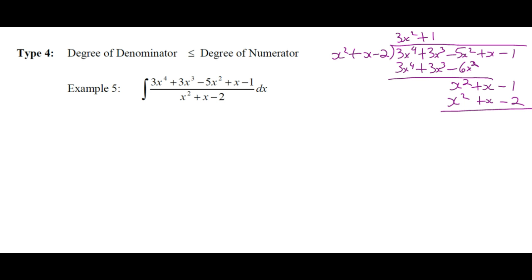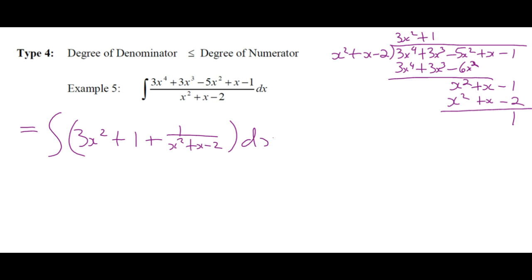What's negative 1 minus negative 2? 1. Okay, so we have a remainder of 1, right? We have a quotient of 3x squared plus 1. So this whole thing is equal to the integral of the quotient, 3x squared plus 1, plus 1 over x squared plus x minus 2, dx.